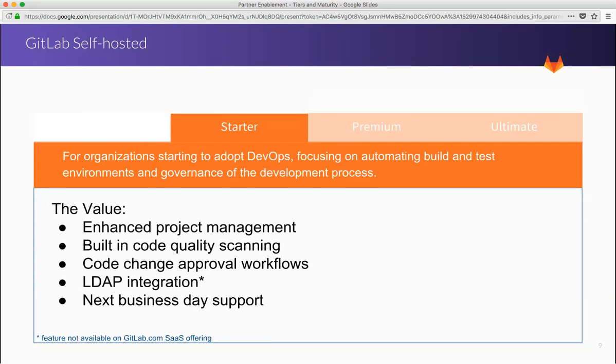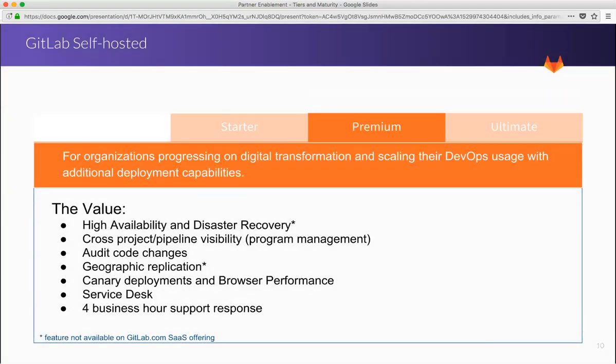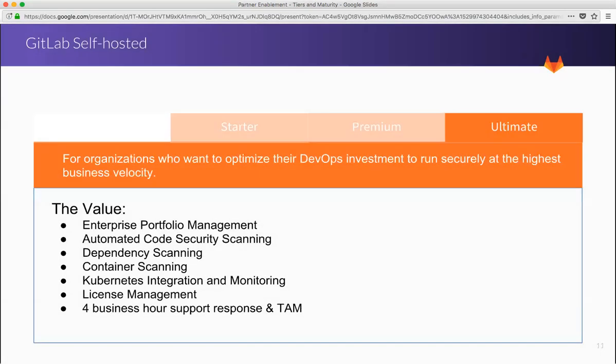support. At the premium level, again, we're adding disaster recovery and high availability. We have visibility across the pipeline, geographic replication, more advanced deployment capabilities. Also, I didn't mention is browser performance testing in there. So as we deploy, a little bit of extra monitoring to make sure that what we're putting out there doesn't affect the experience of our customers. This has the service desk capability in there and a faster response on support from us.